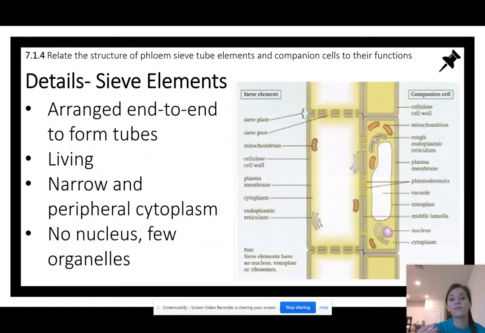So like we said, end-to-end to form living tubes. They are alive. Narrow peripheral cytoplasm. So the cytoplasm is really only along these very edges. Can have a few organelles, not a whole lot, nothing crazy, no nucleus. The nucleus breaks down. So really just the bare essentials, and then the companion cells doing a lot of the work to keep those cells alive.